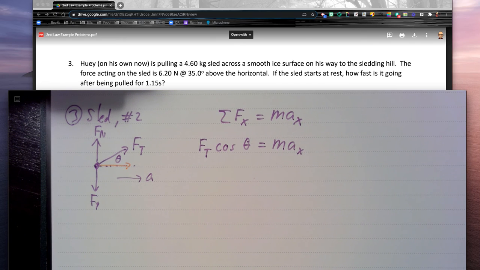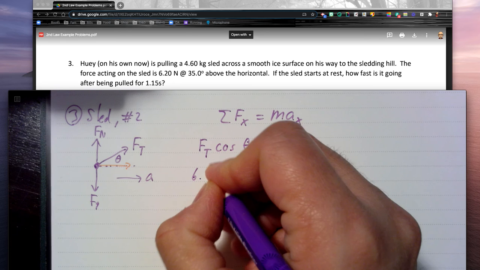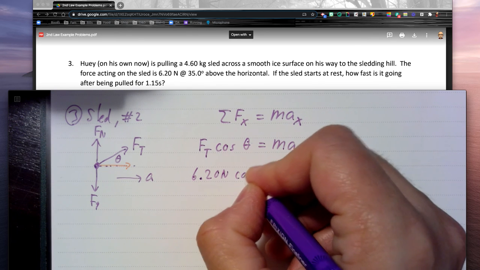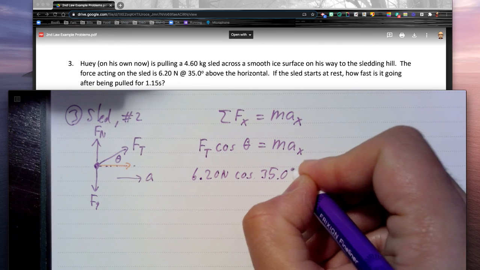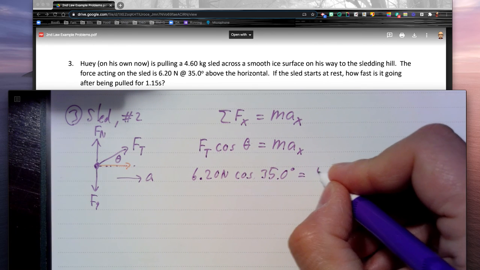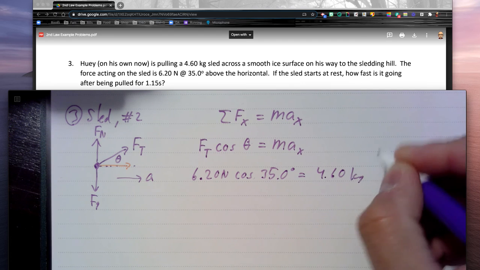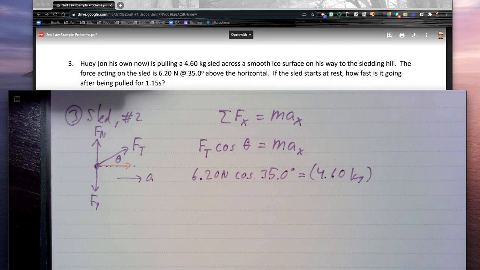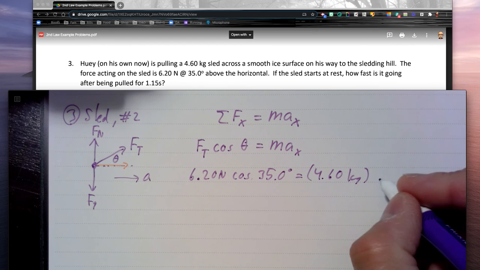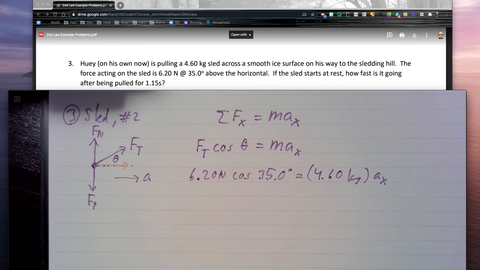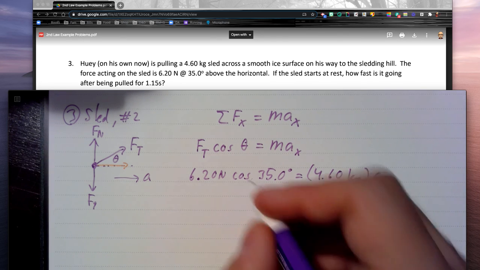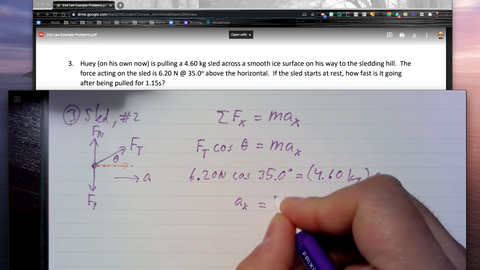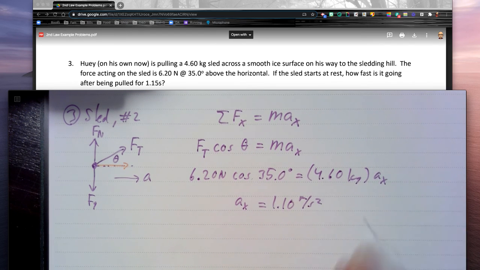You can do your trig first if you want to. You have to do it at some point, but I just like to write out the whole thing. The tension force is 6.20 newtons, and the angle is 35 degrees. The mass of the sled is 4.60 kilograms. I guess I changed the mass of the sled drastically. Maybe it's just one of those plastic ones. And then the acceleration is my unknown. So 6.20 cosine 35 divided by 4.60 kilograms, and I get an acceleration of 1.10 meters per second squared.